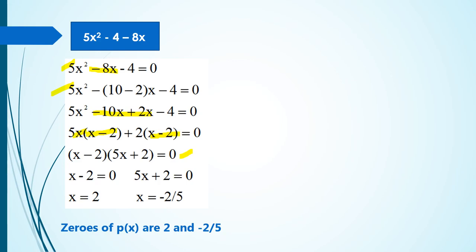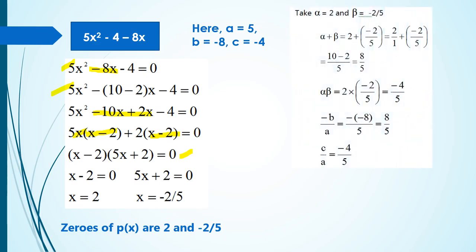Now let us verify whether the relationship between zeros and coefficients is true or not in this case. Now here a is 5 because the coefficient of x square is 5. B is coefficient of x, that is minus 8. C is constant term, that is minus 4. Now let's go for verification of the required relationships. Take one zero, 2, as alpha, the other zero as beta, that is minus 2 by 5.